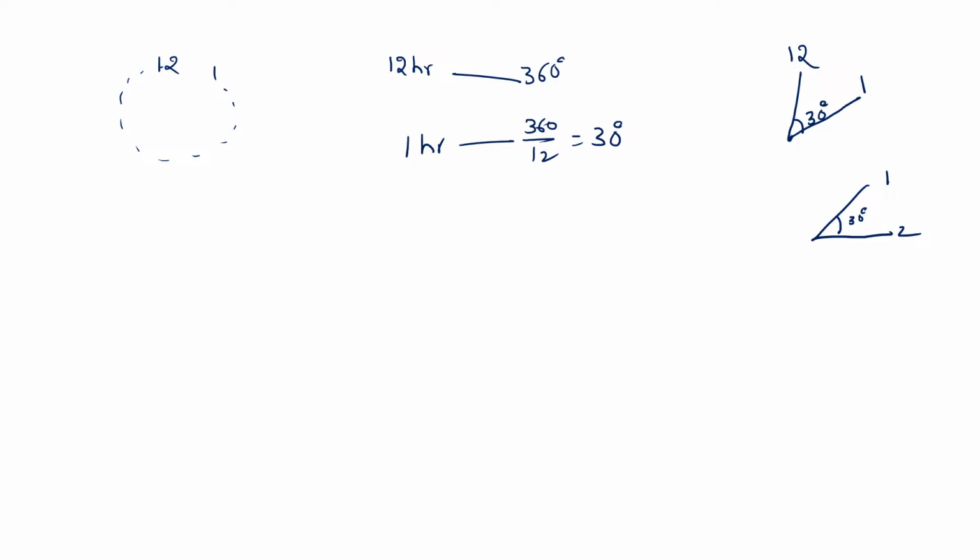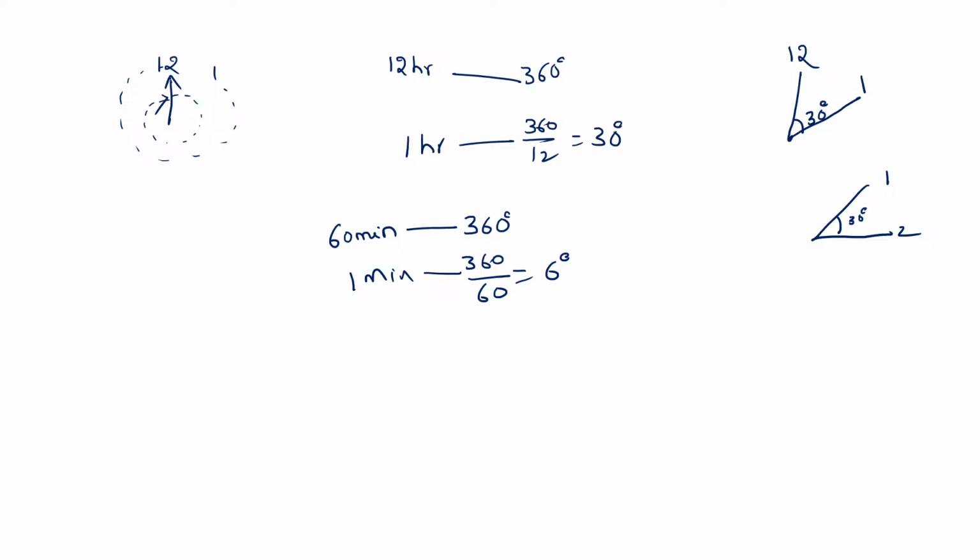Next, the second point. How many minutes will be there on a clock? If the minute hand is starting here and it comes back to the same position, we will say 60 minutes have passed. So 60 minutes also equals 360 degrees. So 1 minute equals 360 by 60. That means only 6 degrees.